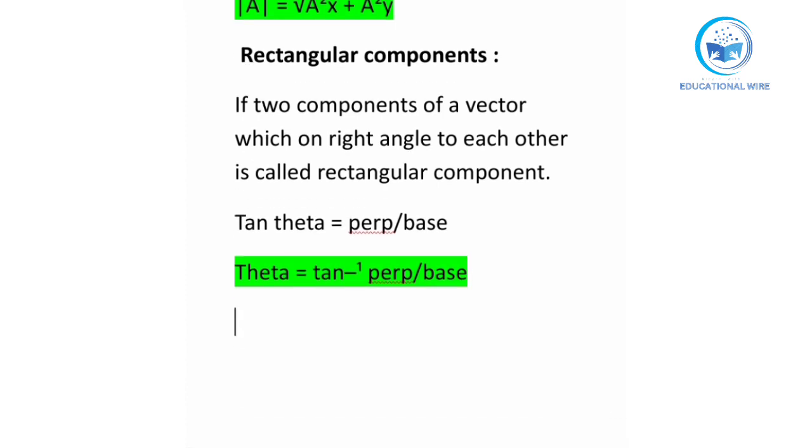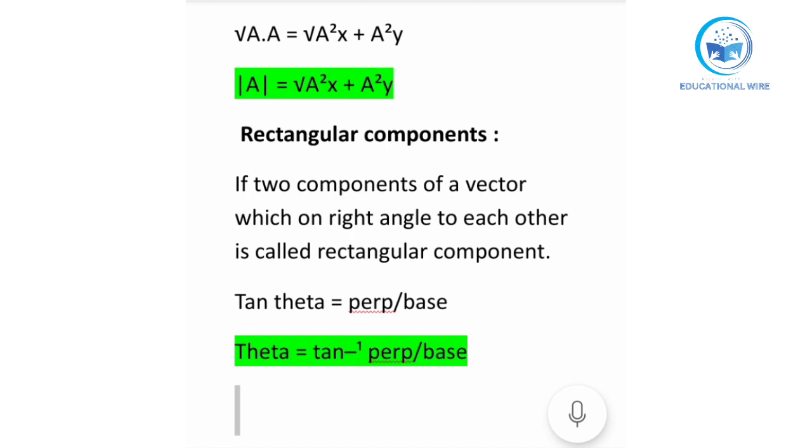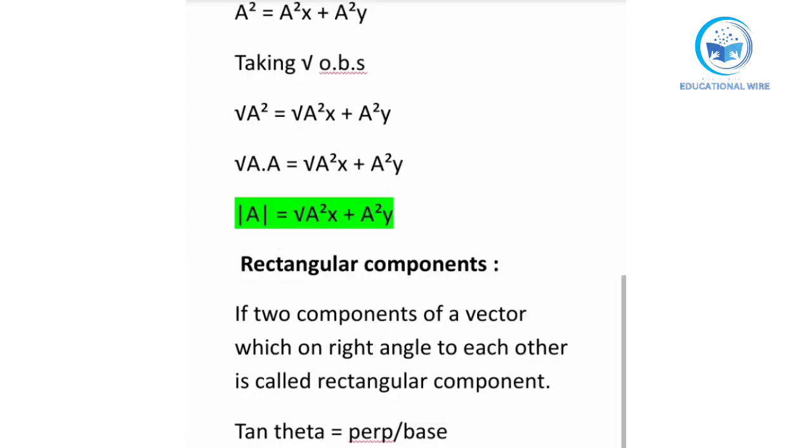As one more step, we have theta over here. We said that theta is equal to tan inverse, tan minus 1. After that, for perpendicular and base, as we have done in the composition of vectors, composition and resolution of vectors, we already did that perpendicular is equal to Ay and base is equal to Ax. So in place of perpendicular we write Ay upon Ax. So actually this is a method to find the theta or angle.